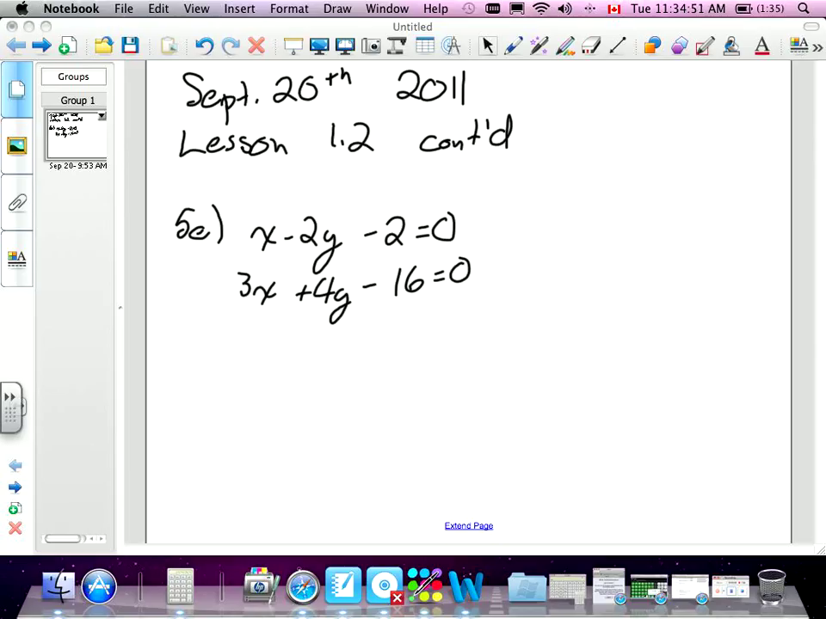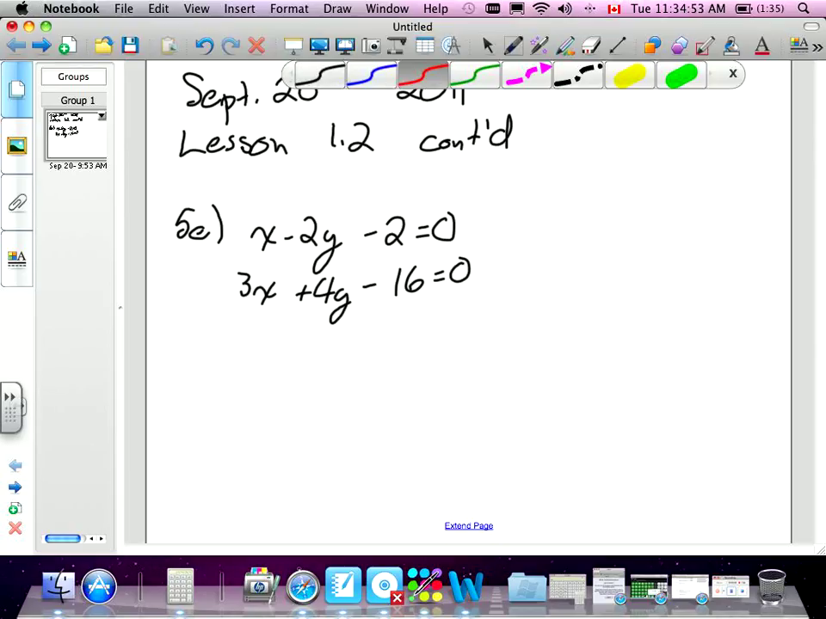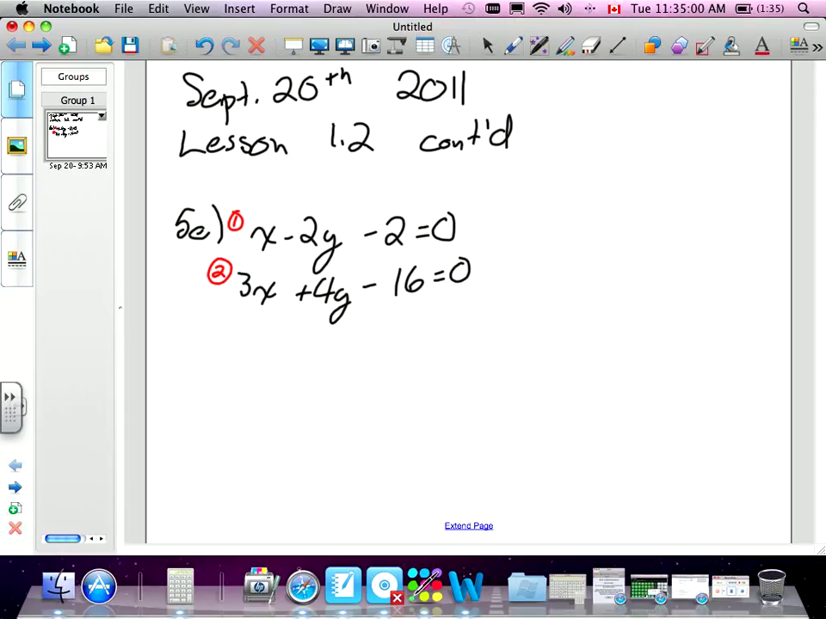So, a good start is to number. We have equation 1 and we have equation 2. I need to set one of these equations equal to a variable. Okay? So I'm going to choose to set equation 1 equal to x. If you liked, you could have chosen to set equation 1 equal to y, or equation 2 equal to x, or equation 2 equal to y. There's 4 options in this sense. So I'm going to do the first equation.